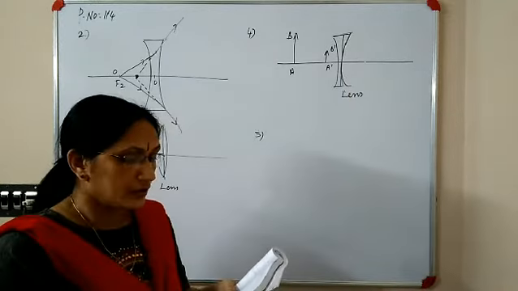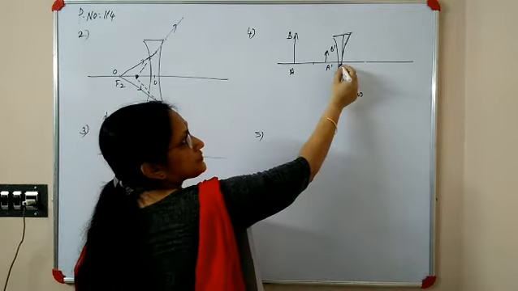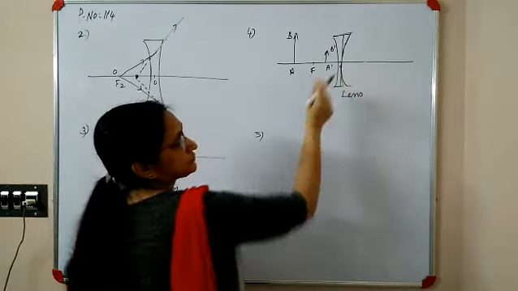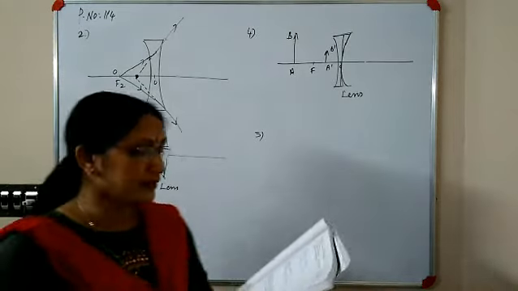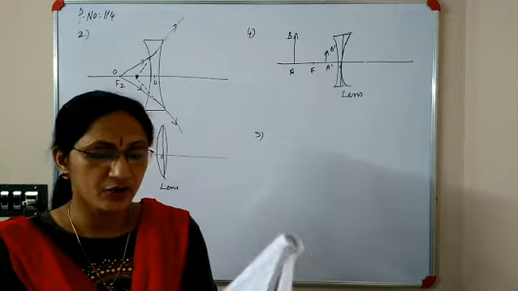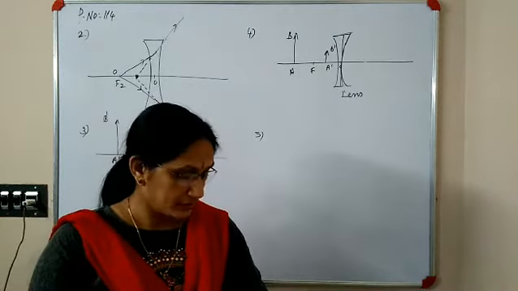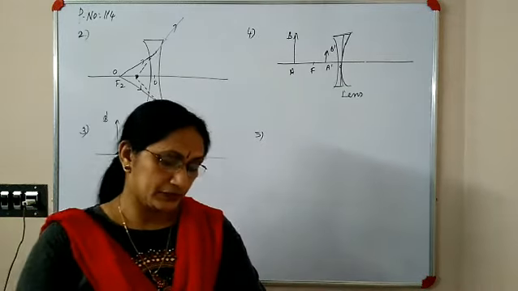Now, what is the position of the image? This image forms between O and F. Just now we discussed this diagram. Now question number 5. Draw a ray diagram to show image of sun on a screen with the help of a convex lens.